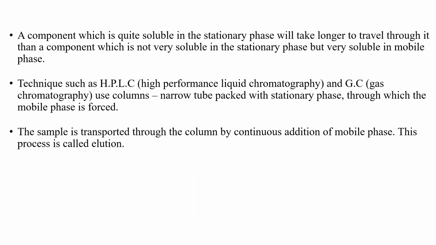A component which is quite soluble in the stationary phase will take longer to travel through it than a component which is not very soluble in the stationary phase but is very soluble in the mobile phase. Techniques such as HPLC, high performance liquid chromatography, and GC, gas chromatography, use columns, a narrow tube packed with stationary phase, through which the mobile phase is forced. The sample is transported through the column by continuous addition of mobile phase. This process is called elution.